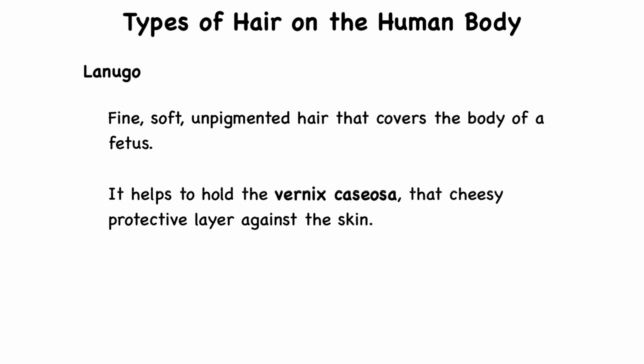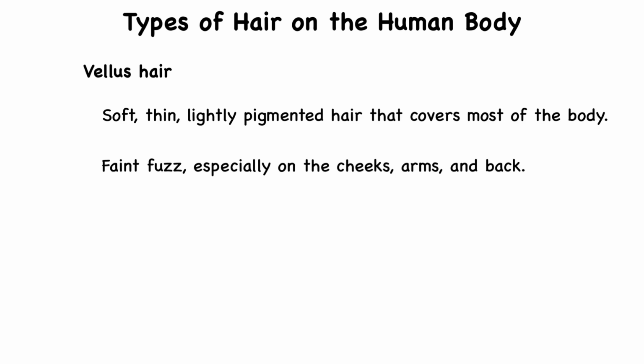Lanugo is normally shed before birth, but in premature babies, you might still see it temporarily after delivery. It may also reappear in cases of malnutrition, for example, in anorexia nervosa. Next, we have vellus hair, the soft, thin, lightly pigmented hair that covers most of the body. It's what gives the skin a faint fuzz, especially on the cheeks, arms, and back.